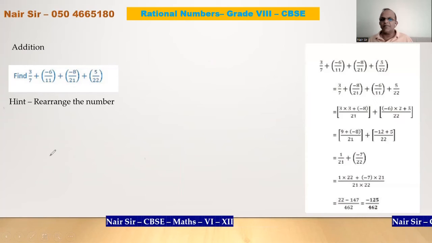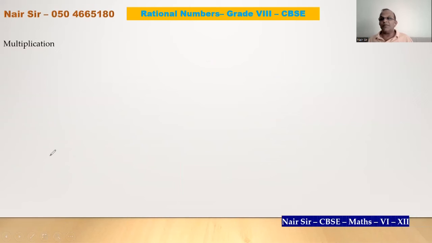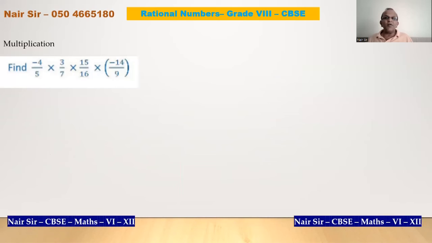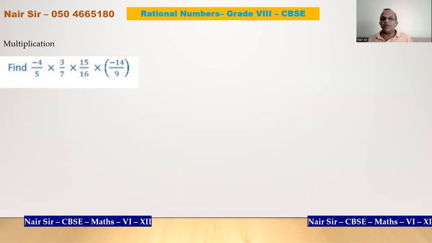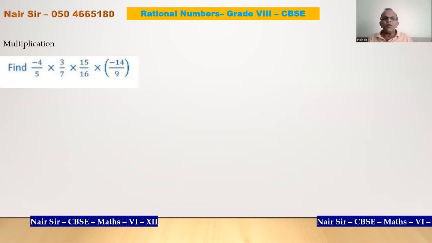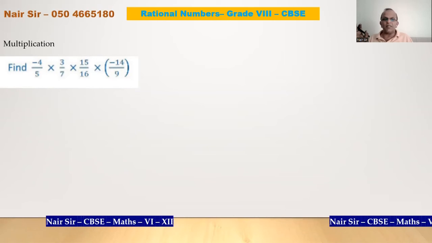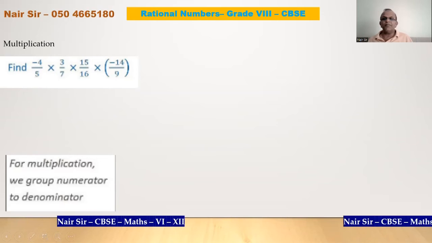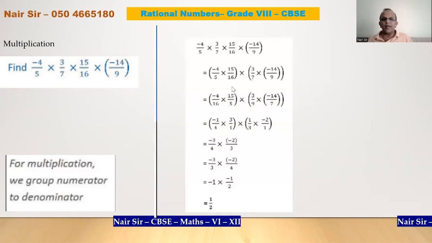Going next. Multiplication. I have got, as I told you, 4 rational numbers and they're talking of multiplication. The moment they talk about multiplication, I am going to look at numerator to denominator and regroup them on that basis. Okay, let's see. How do I do that? Okay, I think I need to solve it.